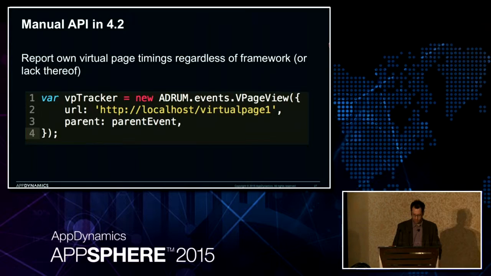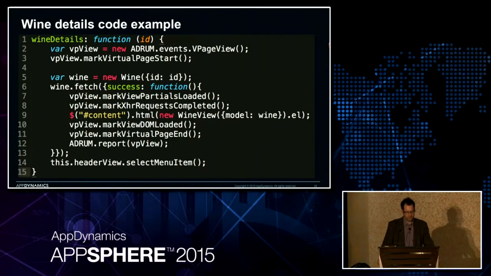Let's look at a more interesting example. This is just basically a wine details view from a simple demo app we've had. You may have seen it earlier if you came by our demo session. And so as you see at the start of the function in line 2, we go ahead and create that view tracker. And then going down to lines 3, 7 and 8, what you see is we're basically marking key events within this code. Now, this is a fairly simple view, but as you can imagine, if there is a big difference between when XHRs are completed and the DOM is fully updated and loaded, you can start to see the differences in those times.